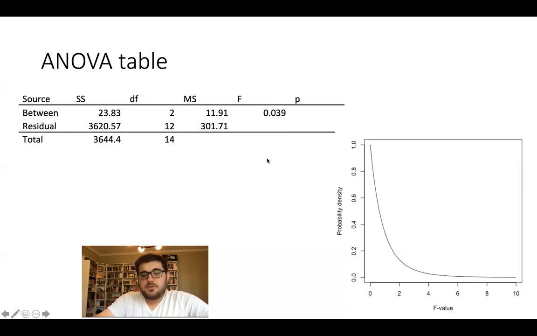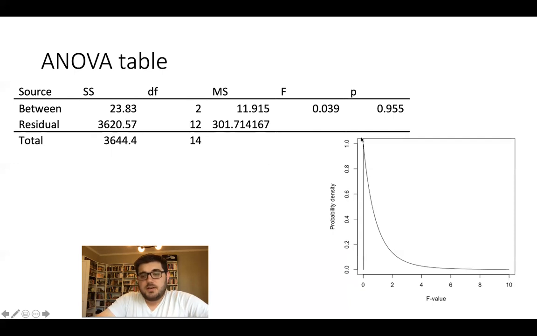So when F equals 0.039, an F of 1 would be about right here. 0.039 is in this shaded area. You can barely see it. It looks like just a line. But this is the bottom, like 0.5% of the distribution. So 95.5% of this distribution is not in the shaded area. It's in this non-shaded area up above.